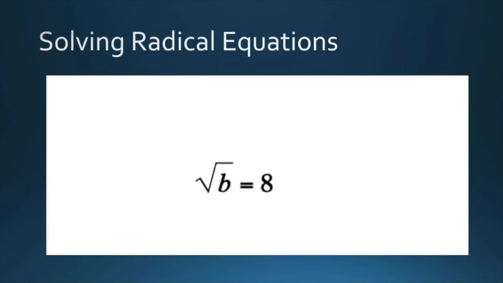Square it. Do I square root it or do I square it? Square it, right? So we square both sides, and I'd have b equals 64, correct?